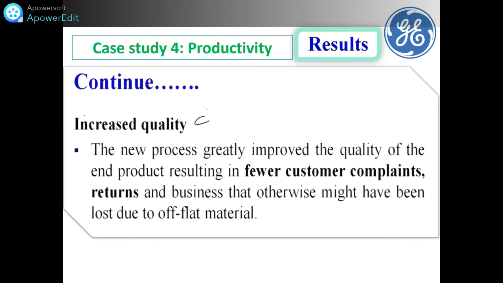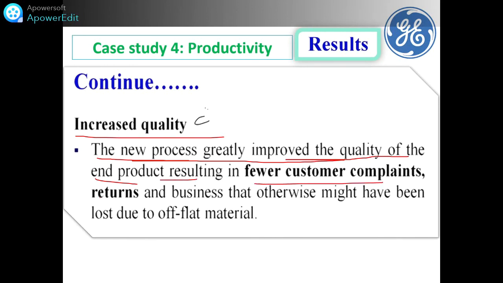Hence, lastly, the result for this case study 4 is increased quality, along with the improvement in technology. Due to this, what will happen? The new process greatly improved the quality of the end product, which was the problem statement, resulting in fewer customer complaints and product returns, and business that otherwise might have been lost due to off-flat material. The off-flat material was coming back from the customer. So these are the results. We improved the productivity through these factors in this case study.